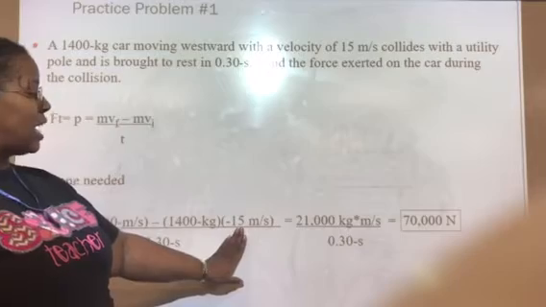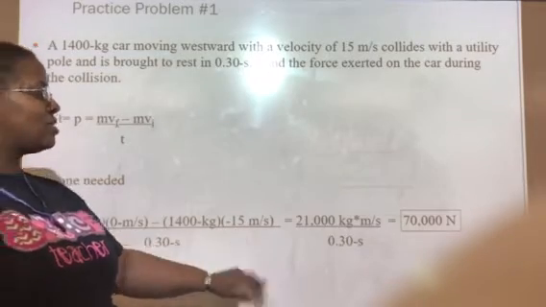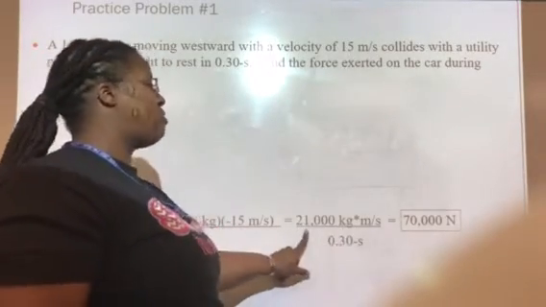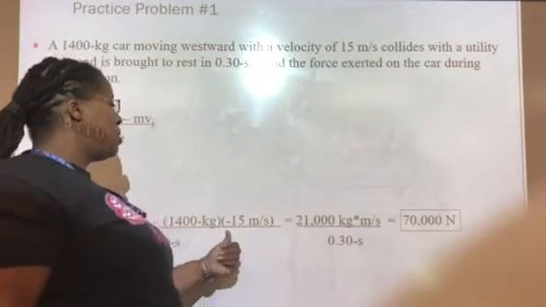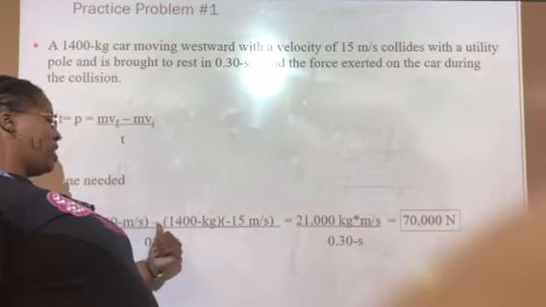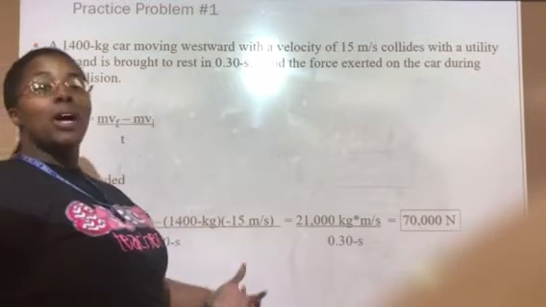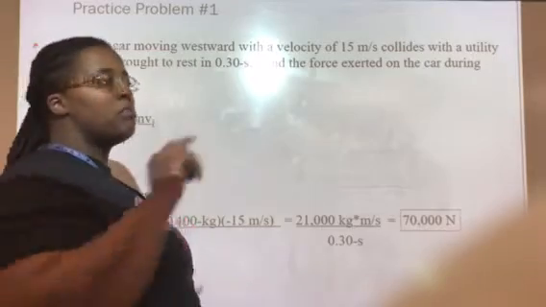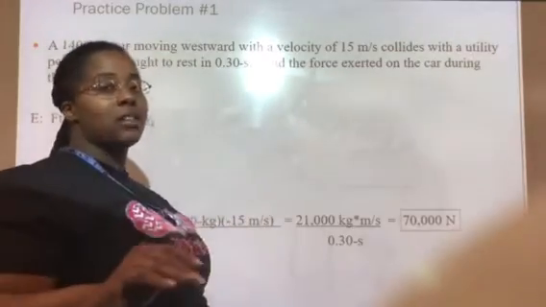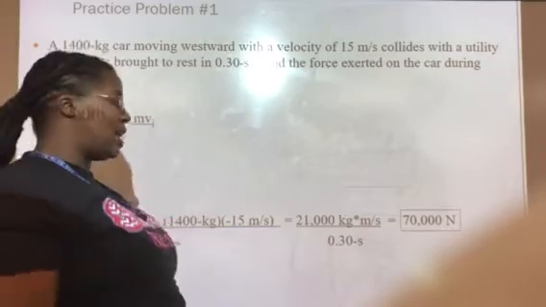1400 times negative 15 meters per second is going to give you 21,000. Now, you may be wondering, where did your negative sign go? Remember, you have a negative here and a negative there, but the negative sign is really only telling us direction. So it lets us know my east direction was considered positive. West is going to be negative.